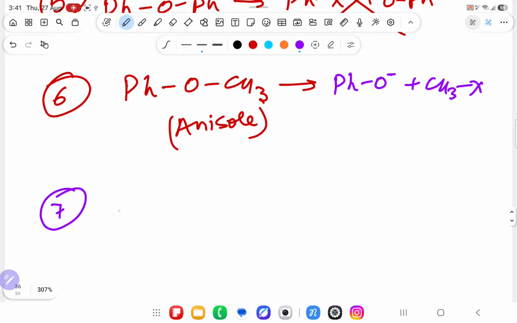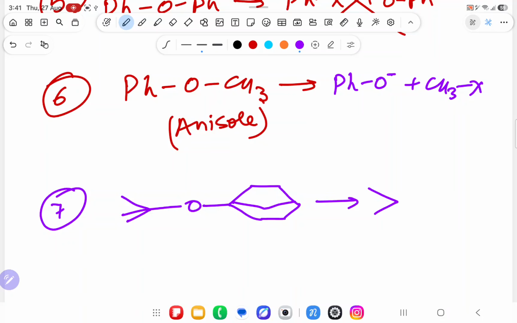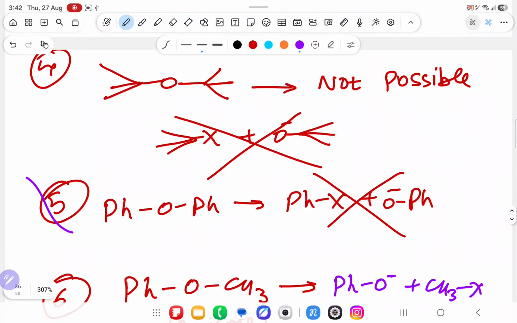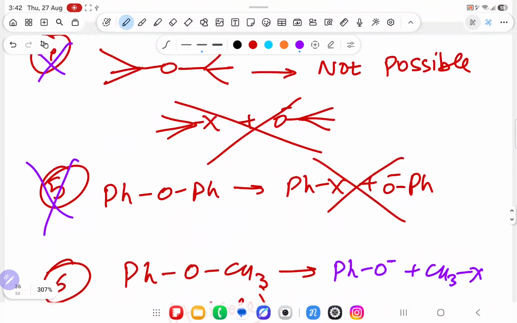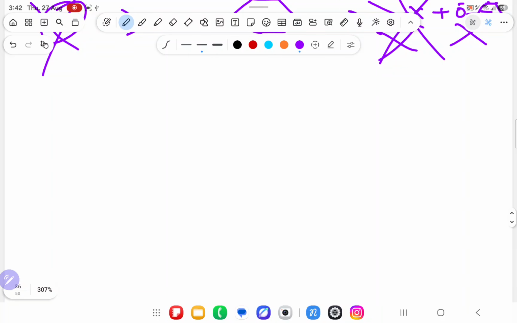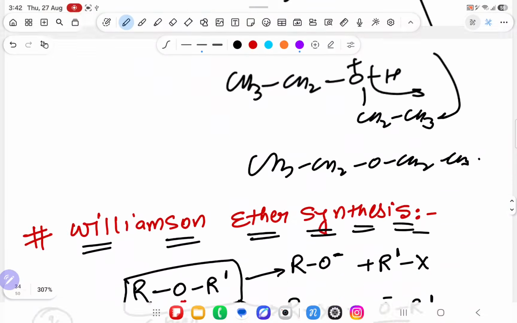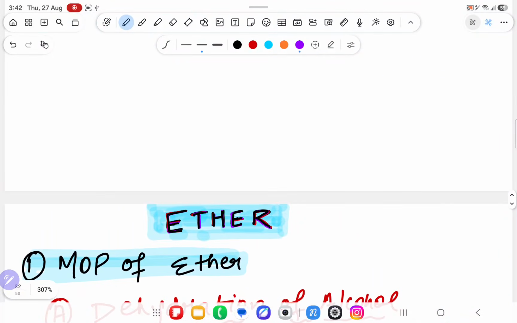Suppose I take the 7th example. Over here O and this coming. Now what will you say? This will get X and this will get O minus. No, not possible, sir. Either X is not happy with this or not happy with this. So this will also not do the reaction. Remaining, you understood how to form ether. So this is all about the preparation of ether. Only two methods are there for the preparation of ether.